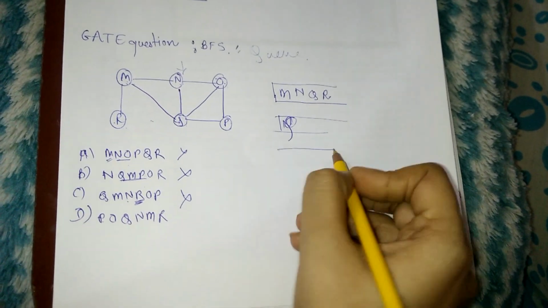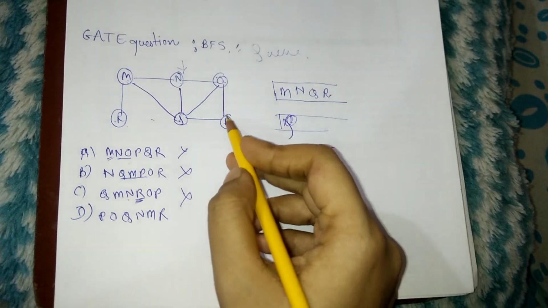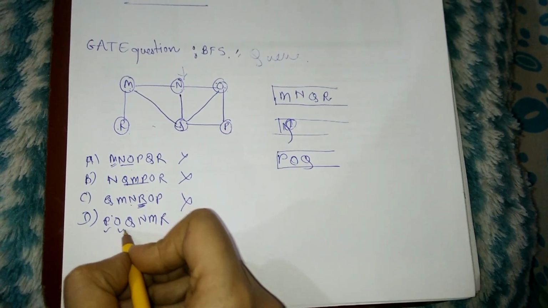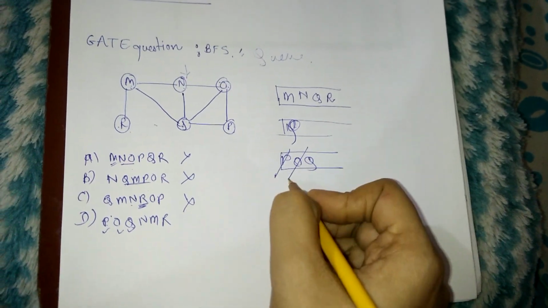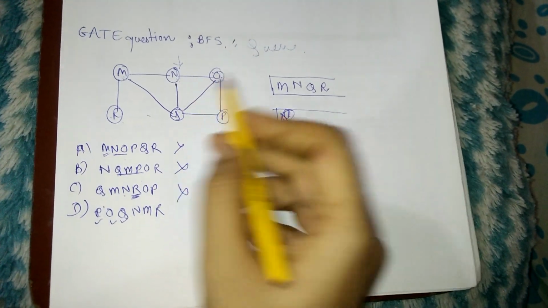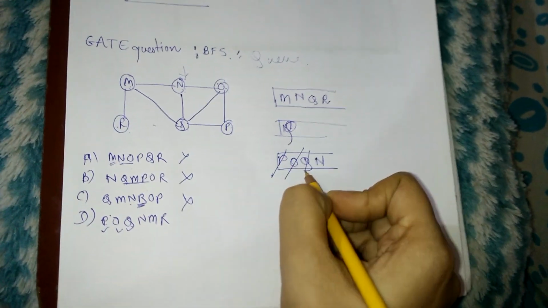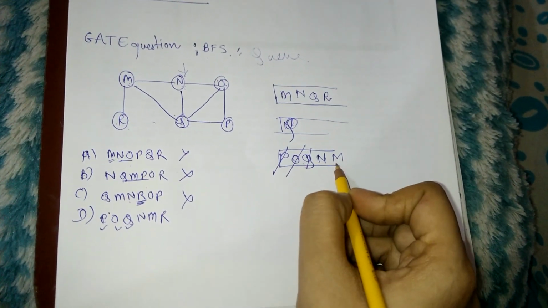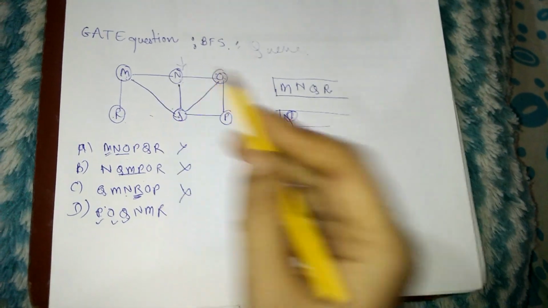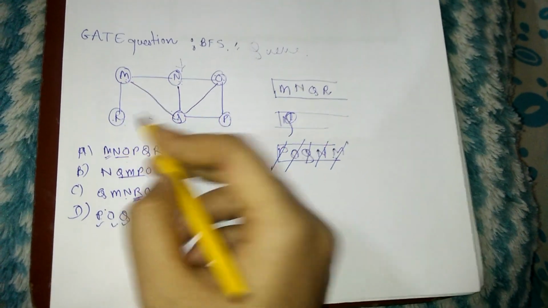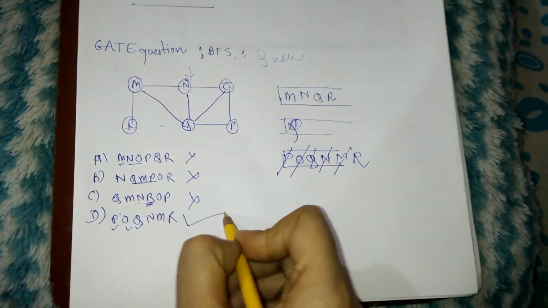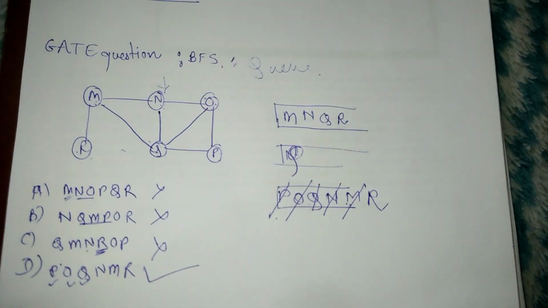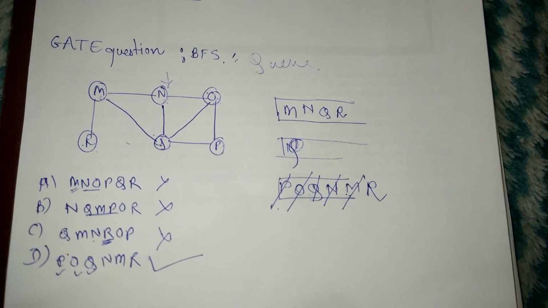The last option is, first we have visited P, and the neighbors of P are O and Q. So it's correct. We have visited P, then O and Q. The next element that is visited is O, so we have to insert the neighbor of O, which is N. Then we have visited Q, and we have to insert the neighbor of Q, that is M. Then we have visited N. Then we have visited M, and the neighbor of M is R. So the last option is the correct answer. This is how we have to find out the correct sequence for breadth first search.